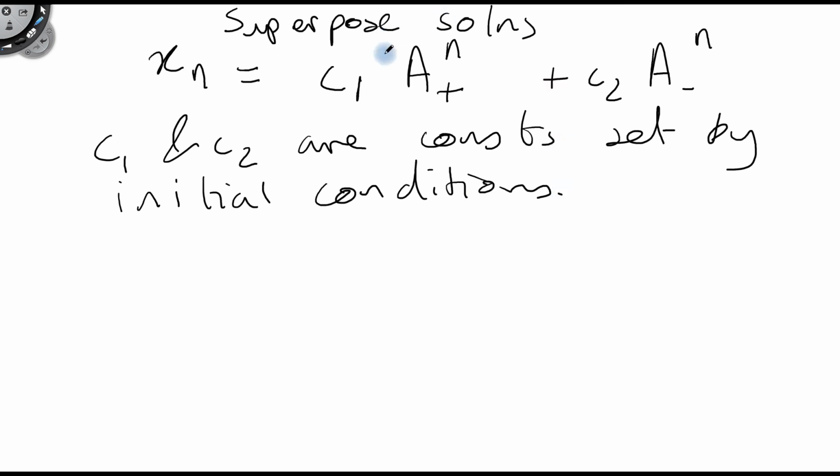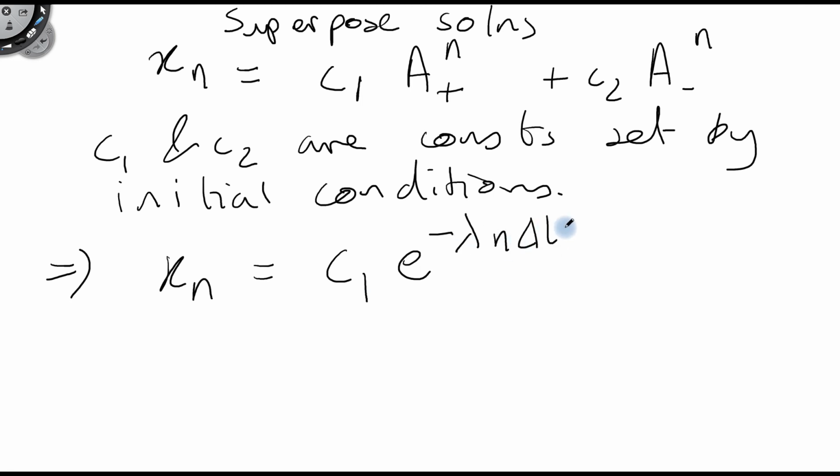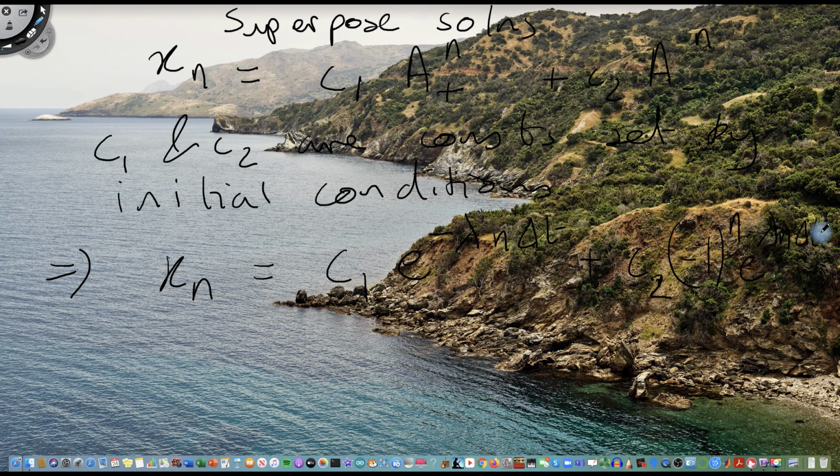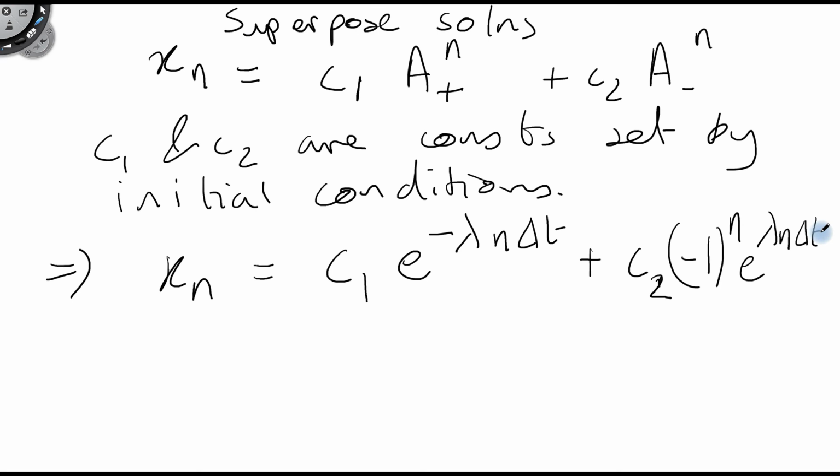And then we just substitute our values of a plus and a minus. We then have C1 times a plus to the n. Remember, that was e to the minus lambda n delta t. And the C2 is minus 1 to the n e to the lambda n delta t. And I'm going to leave it there because I don't want to rush through this little bit. But you can see there's something really going wrong here.